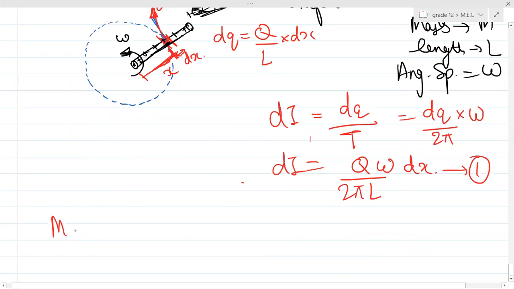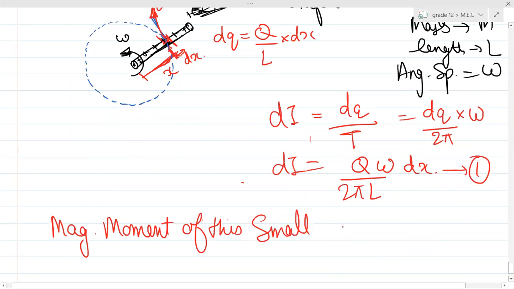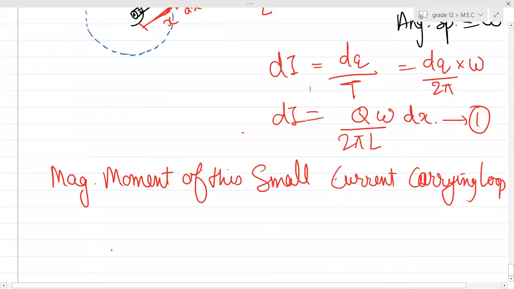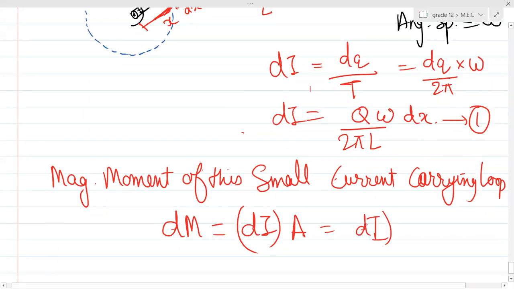If this is your current, then the magnetic moment of this small current carrying loop, what will be the small magnetic moment? Guys, what will be the small magnetic moment? Small magnetic moment will be current multiplied by area. Yes or no? Yes, sir. What will be the area of this loop? Pi x square.